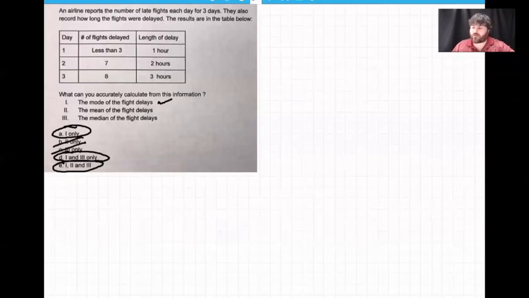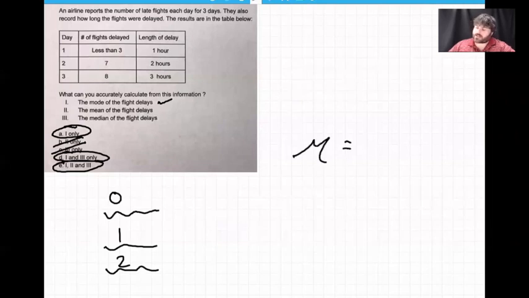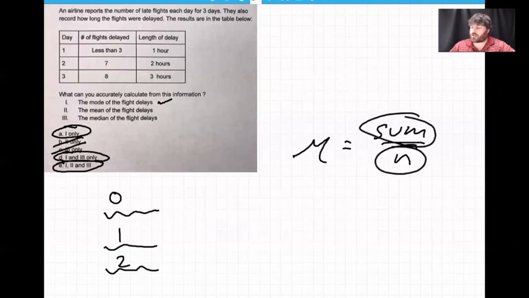Next thing would be the mean, the average. So remember, I don't know how many 1-hour flights I had. It says less than 3, so I could have had 0, I could have had 1, or I could have had 2 1-hour flights. And then I've got a bunch. So am I going to be able to calculate the sum accurately and the number n? I don't know the total number of delayed flights I have because I don't know how many flights were delayed on a specific day. So on day 1, there was less than 3 flights delayed. They were all 1 hour long. So I don't know n, and I certainly don't know the sum. So I actually can't calculate number 2 very well. So I can say it's not going to be choice E. So I'm down to A or D.